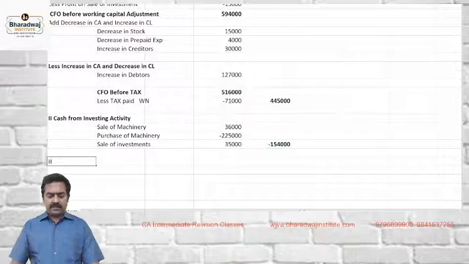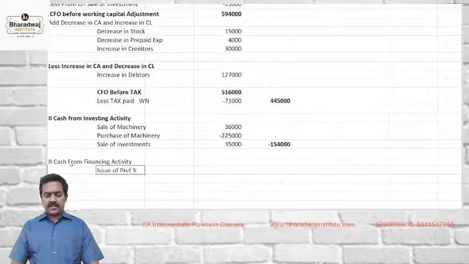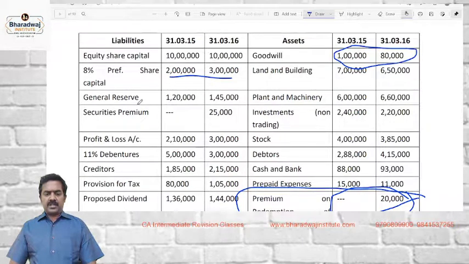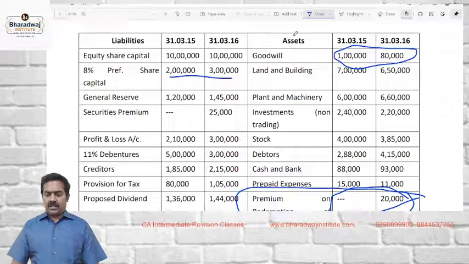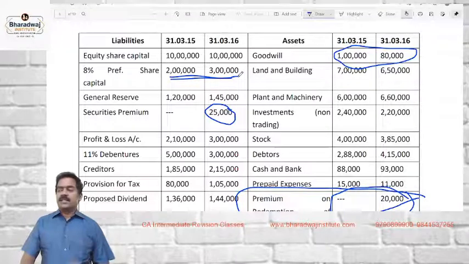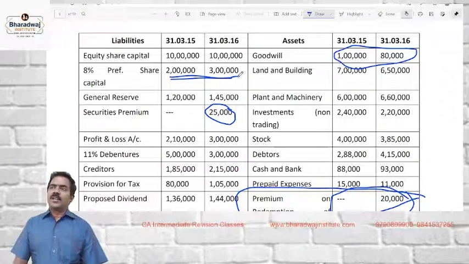Next, which activity? Issue of preference shares. Whether equity shares are issued or preference shares are issued, correlate. Listen, there is an increase in securities premium also. There is an issue of preference shares and an increase in securities premium also. What does that indicate? Shares are issued at a premium.